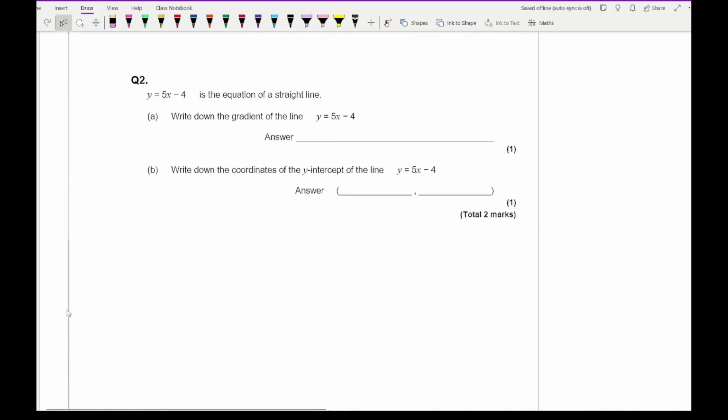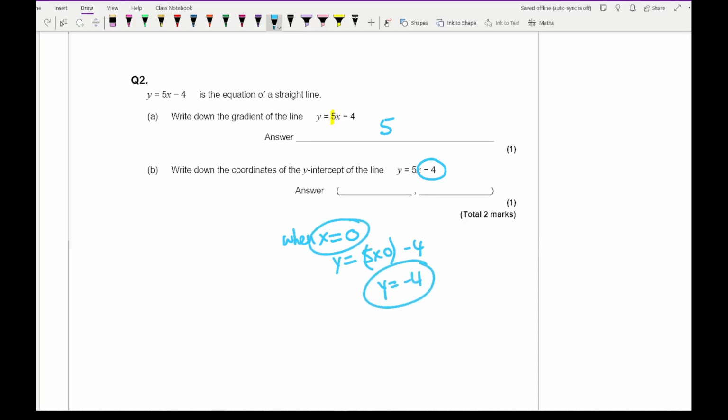Then moving on to question 2, it's again sticking with the equations of a line. So it says y equals 5x minus 4 is the equation of a straight line. Write down the gradient of the line y equals 5x minus 4. And so it's going to be the coefficient of x, so the gradient here is 5. Then for B, it says write down the coordinates of the y-intercept of the line. Now the y-intercept is at minus 4. Now to find the y-intercept, all you need to do is make x equal 0. So when x equals 0, I end up with y equals 5 times 0 minus 4. So y equals minus 4. And this is my coordinate. So x equals 0 and y equals minus 4.